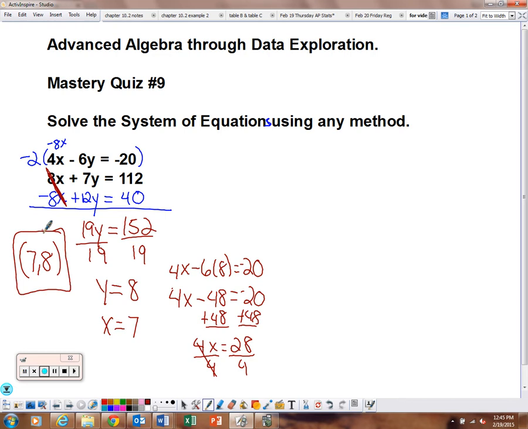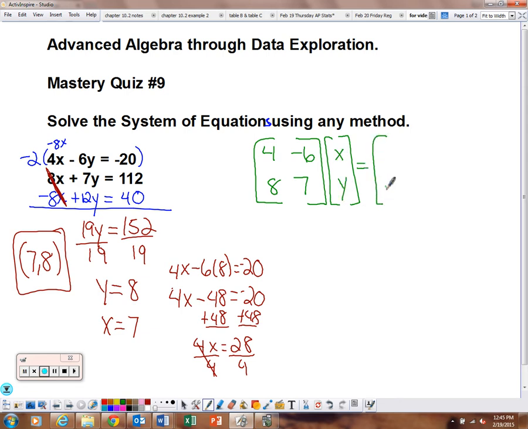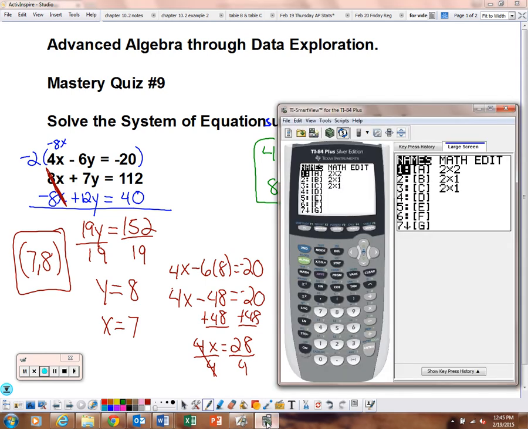The other way to solve this, which is maybe easier, is to go ahead and use the matrices on the calculator. Okay, so let me run through that real quick. So remember, we set up a matrix. We put the coefficients in the first matrix, which would be 4, negative 6, 8, 7. The matrix behind that would then be your variables, x, y. And we set that equal to the matrix that consists of the constants, and that would be negative 20, and that would be 112.